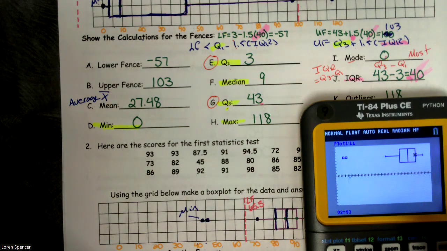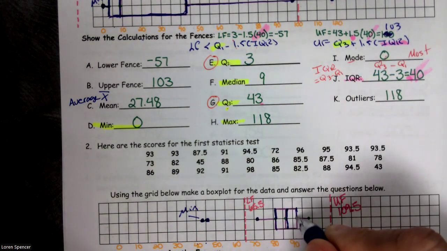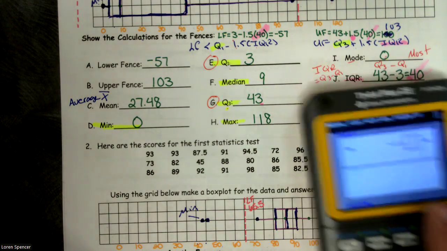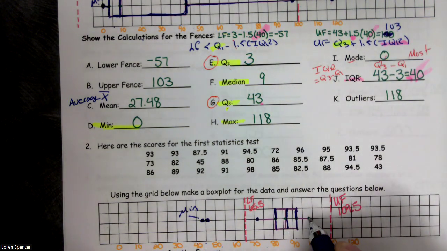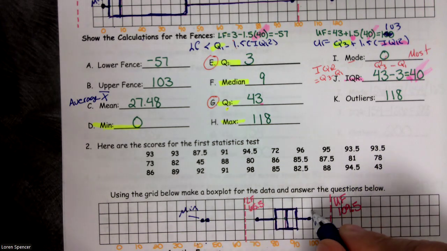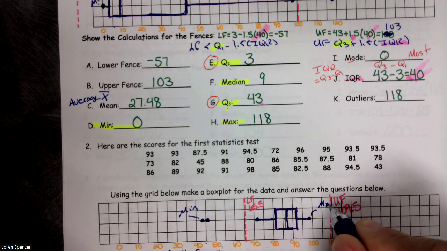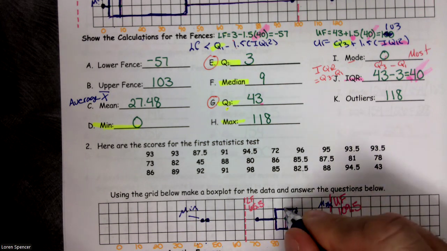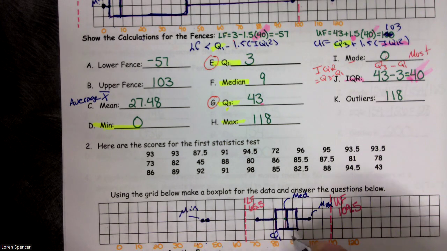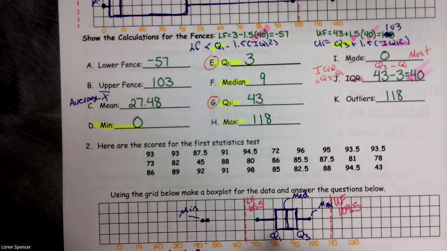Then we have Q3 at 93. And our highest value was at 98. So let's go ahead and connect everything up and finish this up as far as drawing this little box plot. All right, so we've got everything connected. Need to put some labels on there. This value happens to be my max. This is my median. This is Q1, and this is Q3.